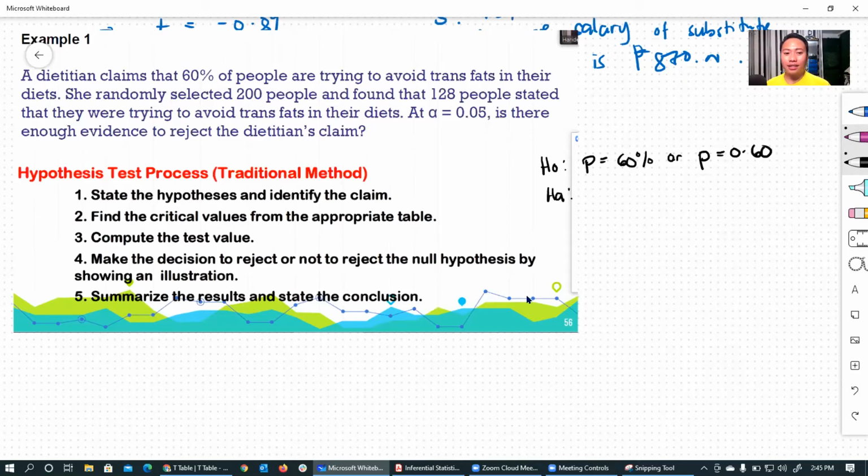The alternative hypothesis, same thing, either greater than, less than, or not equal to. In this problem, it didn't actually say if it's less than or greater than. So we're going to be using not equal to. P not equal to 60%, or you can write P not equal to 0.60. And which one is the claim? The claim, guys, in this problem is this one.